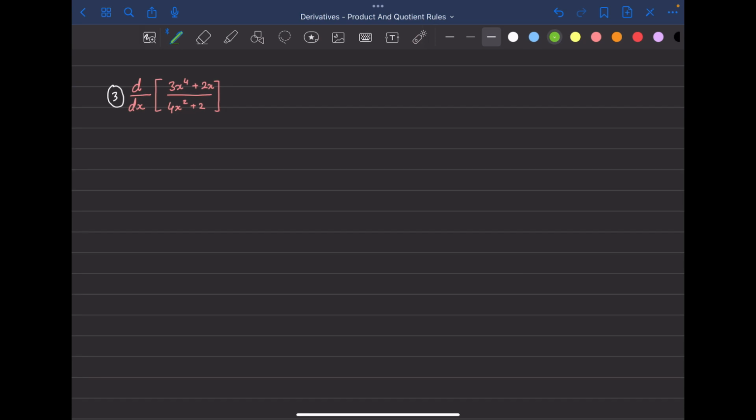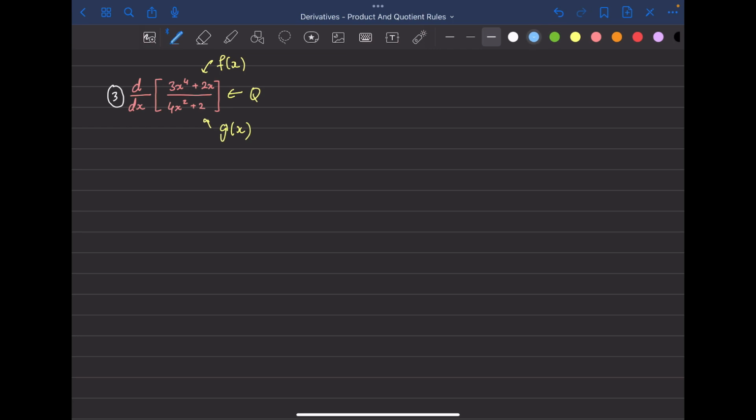Okay, question number 3. This time we have a fraction. So we already know this is going to be the quotient rule. Let's call this one f of x, and let's call the bottom one g of x. For the quotient rule, this has to be the case. If you flip them around, you're going to get a wrong answer, because for the product rule, if you multiply two things together, it doesn't matter if you flip them around. But for division, it does matter. You're going to get two different things. So once again, the top has to be f of x, and the bottom has to be g of x. There is no other way around it.